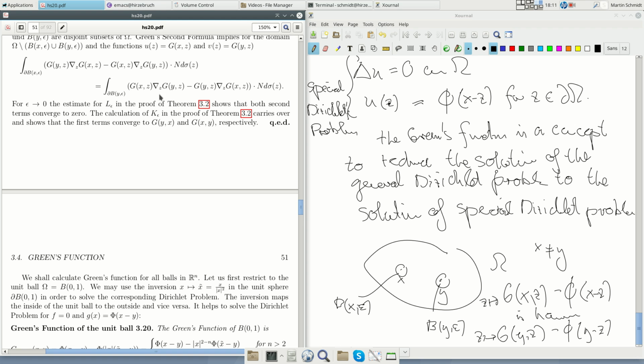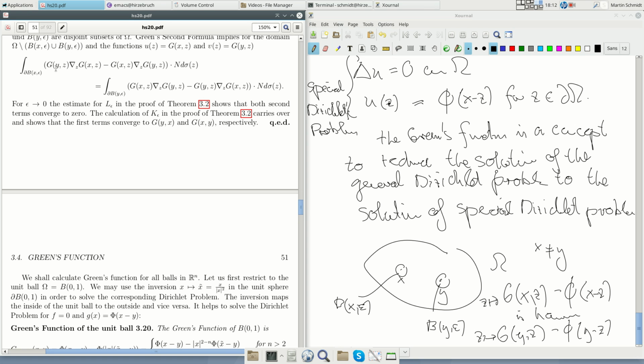Here this term has a singularity at y, so we should replace this by phi and replace this by phi. And then by the same arguments as before, we know if we take phi times a continuous function, then this limit goes to 0. So this doesn't contribute if we take the limit epsilon goes to 0. And this term also doesn't contribute by epsilon. And the same arguments also apply.